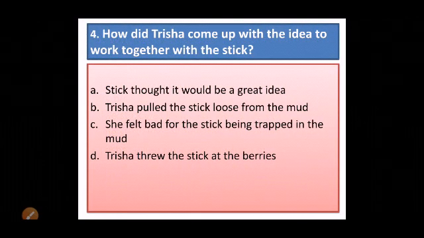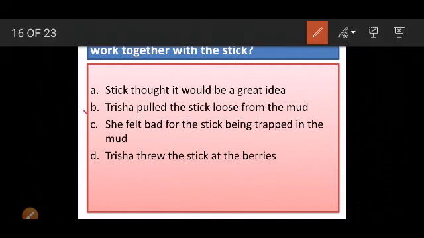How did Trisha come up with the idea to work together with the stick? Let's see the options. A. Stick thought it would be a great idea. B. Trisha pulled the stick loose from the mud. C. She felt bad for the stick being trapped in the mud. D. Trisha threw the stick at the berries. So how did Trisha come up with the idea? She came up with this idea after pulling the stick, right? So B is the correct answer. Trisha pulled the stick loose from the mud.